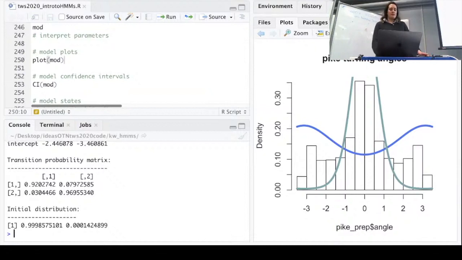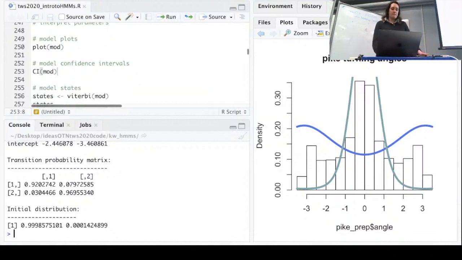Okay. This is the initial distribution. In this case, it's the starting distribution of being in each state. You can set it to the stationary distribution, which is kind of like long-term statistical behavior. So long-term, the probability of being in either state, state 1 versus state 2, would be equal to this. But here I didn't set it to the stationary distribution.